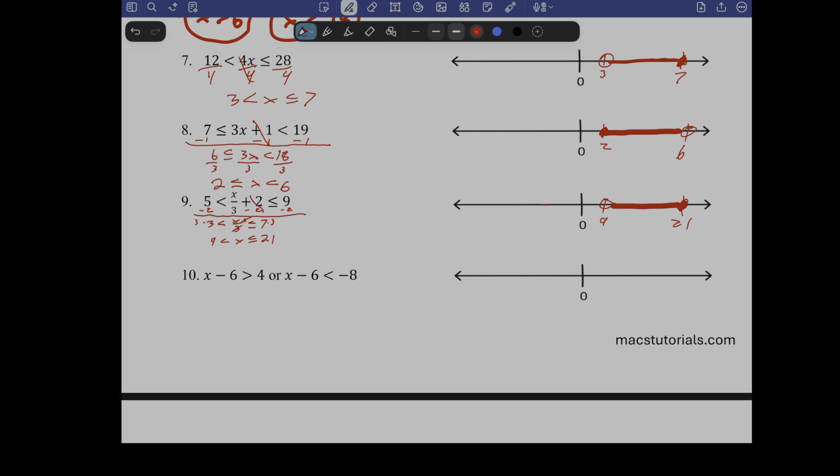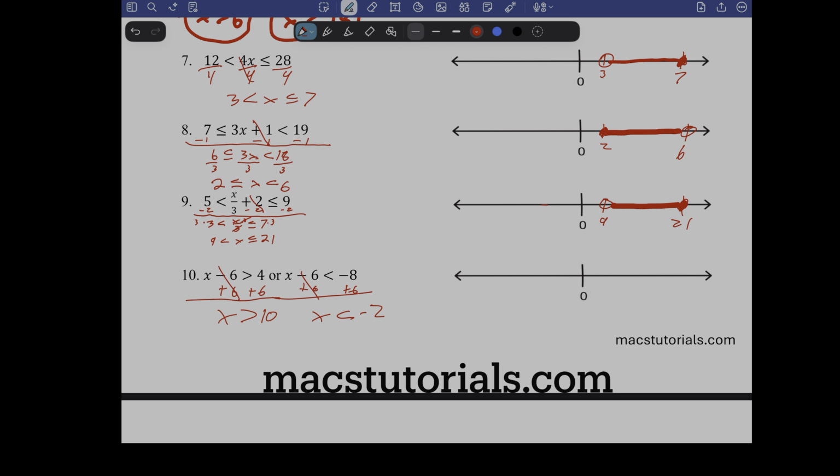And the very last one. Okay, so now we got the or ones I've been looking for. So that should be on the extremes. I'll show you what I mean. X is greater than 10, or I'm going to add 6 to both sides. Boom. X is less than, and that's going to become a negative 2 when you finish it.